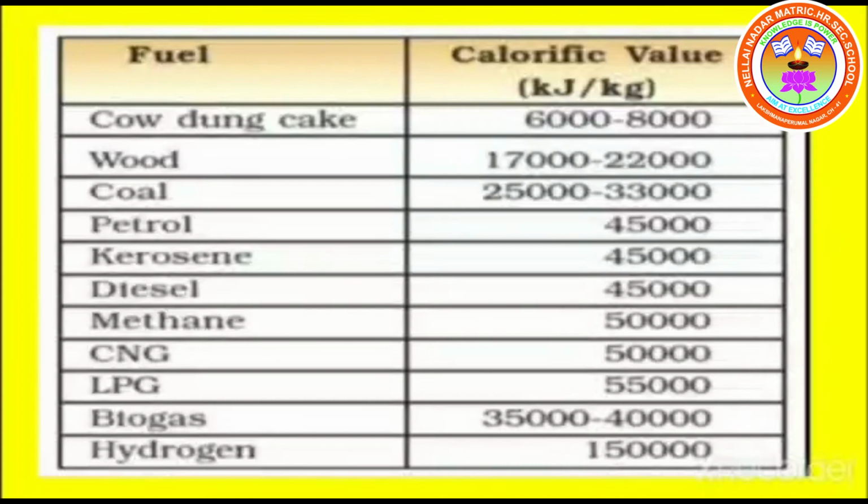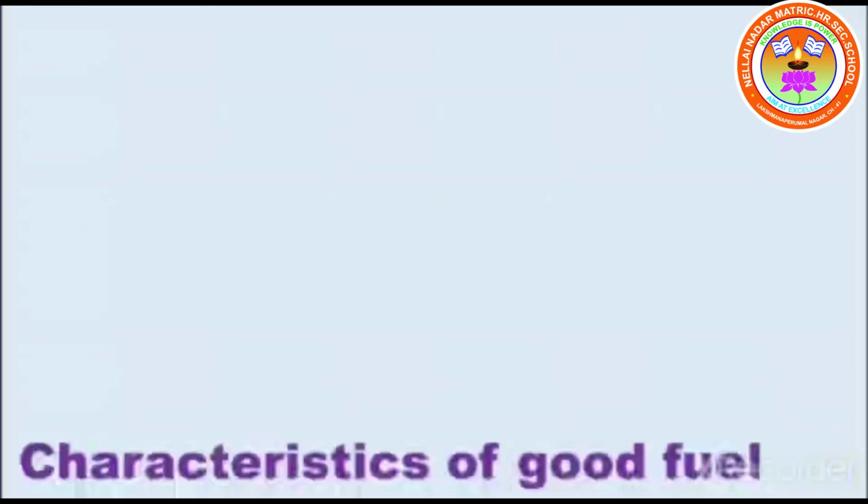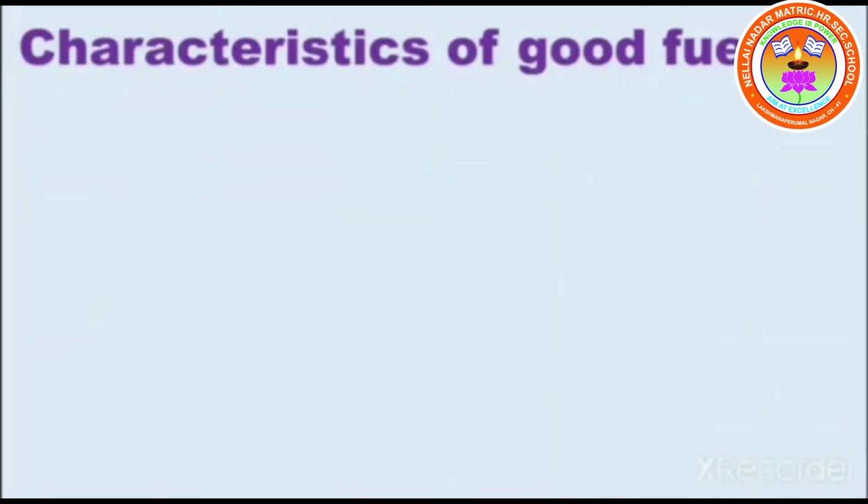Now let us see the different calorific value of different fuel. Cow dung cake 6,000 to 8,000. Wood 17,000 to 22,000. Coal 25,000 to 33,000. Petrol 45,000, kerosene 45,000, diesel 45,000, methane 50,000, CNG 50,000, LPG 55,000, biogas 35,000 to 40,000, hydrogen 1,50,000.